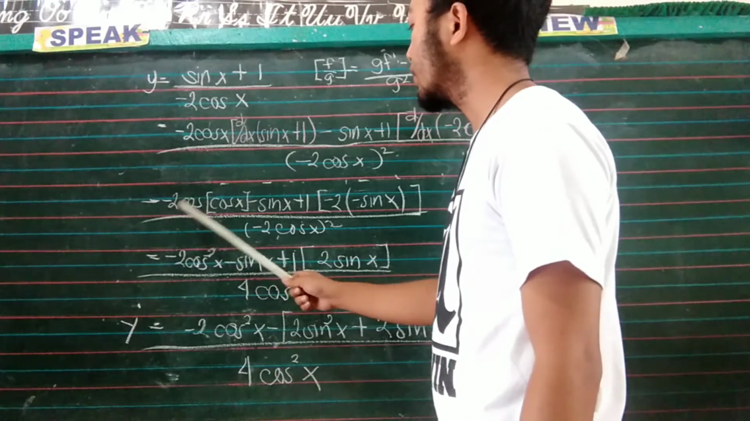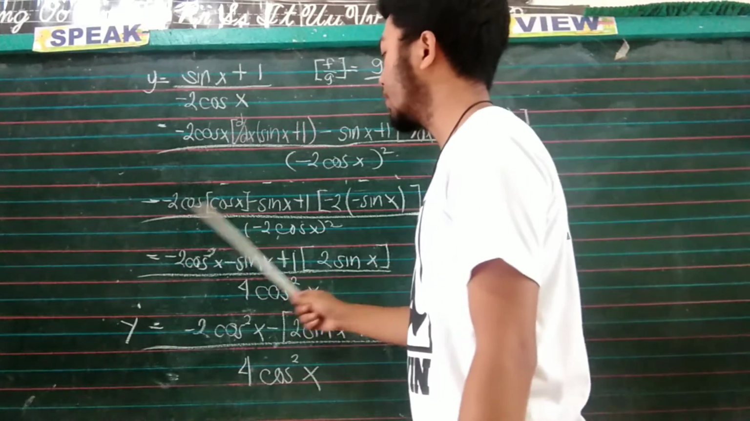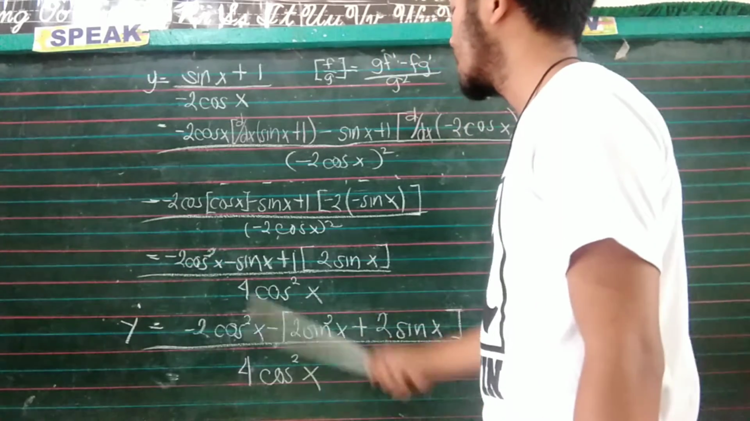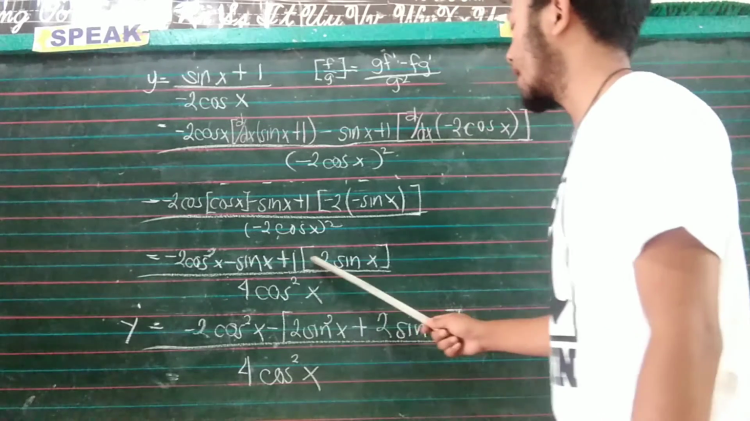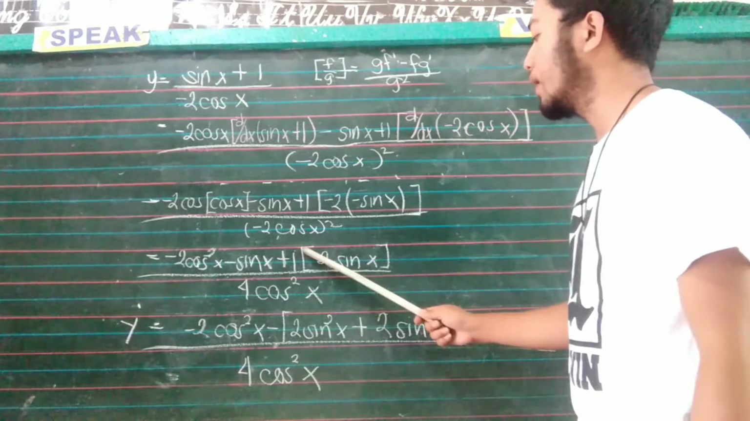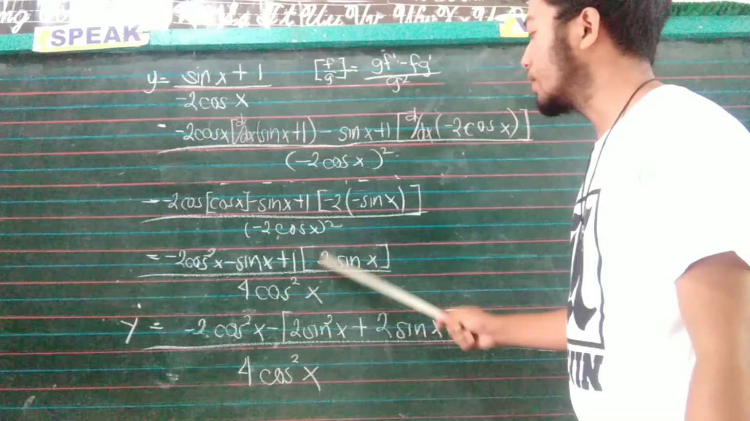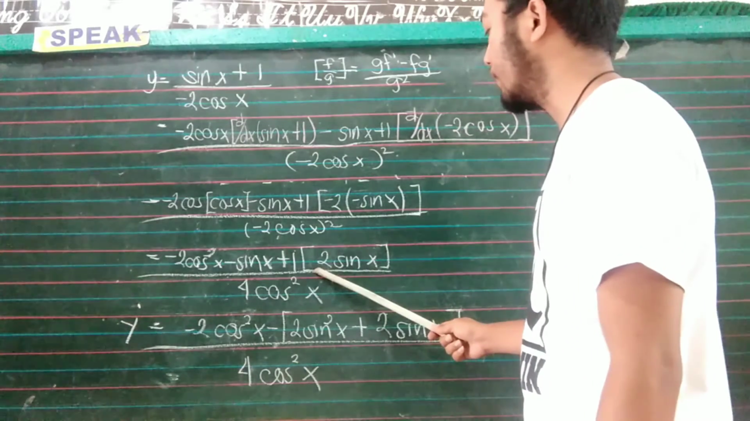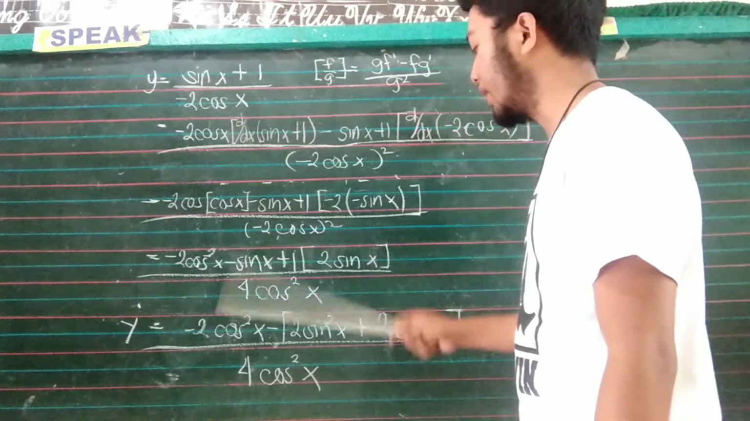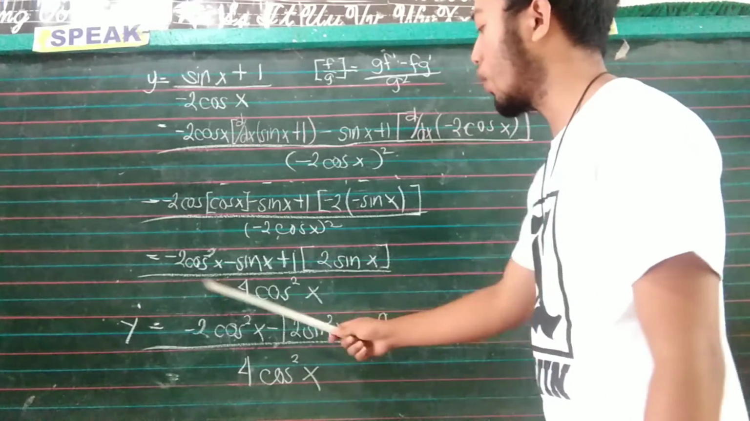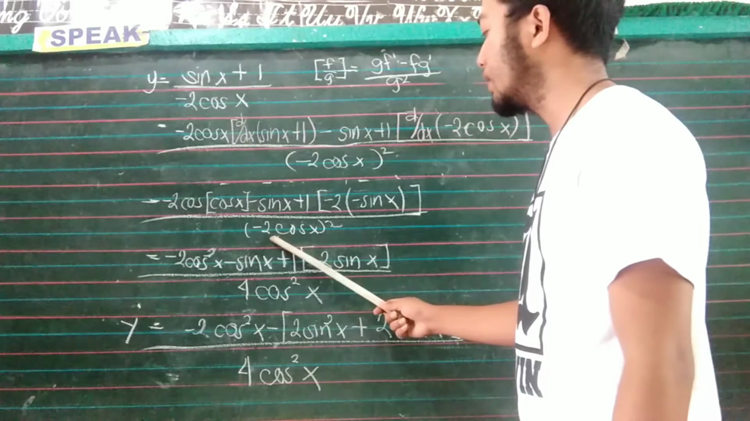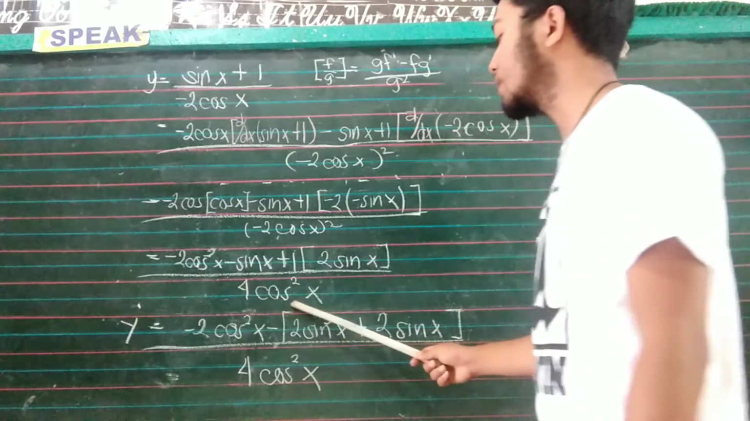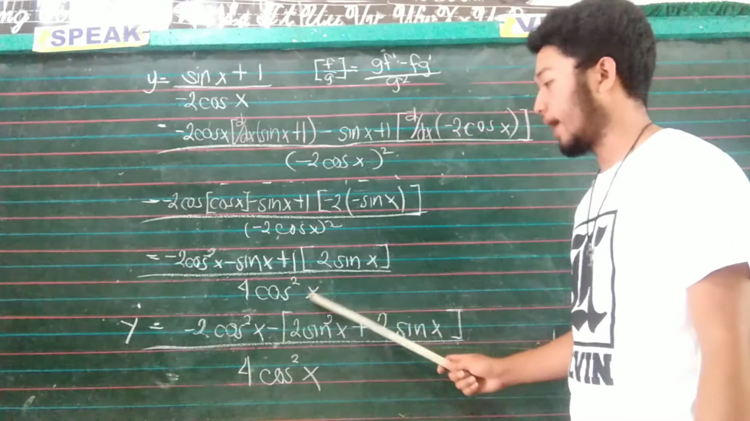negative 2 cosine times cosine x will become negative 2 cosine squared x minus sine x plus 1 times 2 sine x. It becomes positive because negative 2 times negative sine x is positive 2 sine x, over, so we need to simplify the denominator, so it will become 4 cosine squared x.